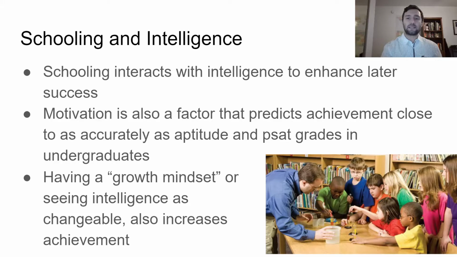So what we see is that if we can rank people's motivation or gauge their motivation, that can predict achievement just as closely, or close to as closely, as an aptitude test or a PSAT test does when you're younger. Okay, so we can look at how motivated these people are, and compare that to how well they score on an ACT or a PSAT or something like that. And we can see that motivation is pretty much as predictive as the intelligence score is.